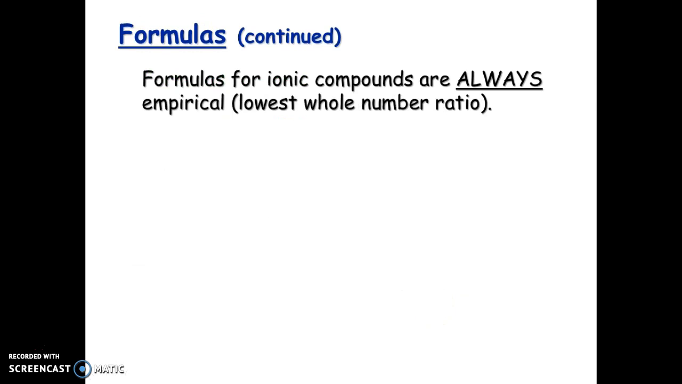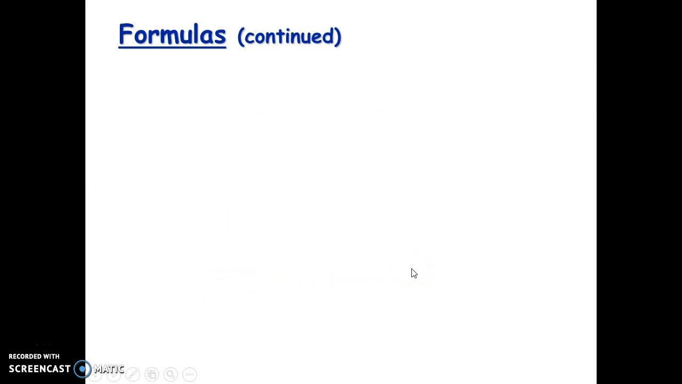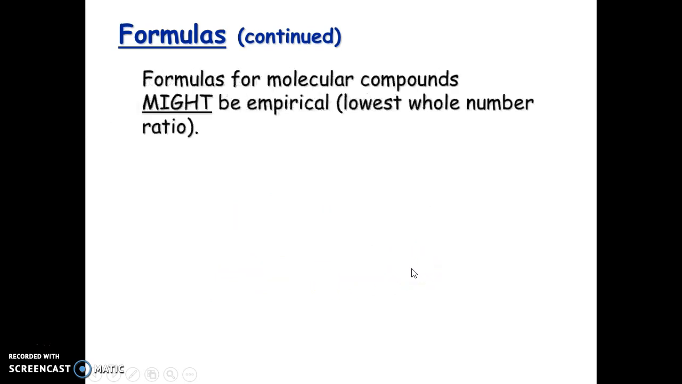And as I mentioned before, formulas for ionic compounds are always empirical formulas. They're always the lowest whole number ratio. Sodium chloride, magnesium chloride, aluminum sulfate, potassium carbonate, always the lowest whole number ratio: 1 to 1, 1 to 2, 2 to 3, 2 to 1. Formulas for molecular compounds might be empirical, the lowest whole number ratio, or they might not be.